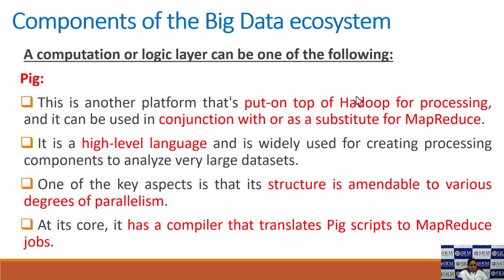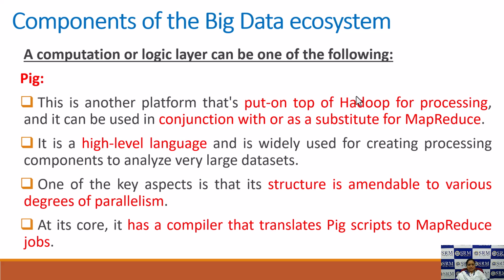Pig is basically a language, right? It's a high level language. And I told you in the previous case that Apache Storm and Apache Kafka are all using Scala. This Pig is developed and used for writing on the Hadoop, to make the Hadoop layer for processing, in conjunction with or as a substitute for MapReduce. This Pig is used on top of your Hadoop, and is widely used for creating processing components to analyze very large data sets.